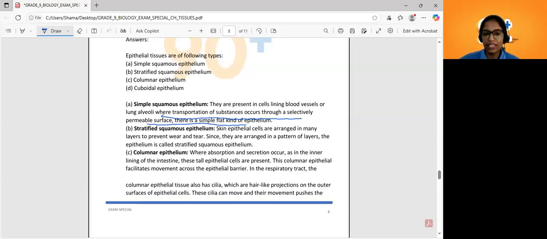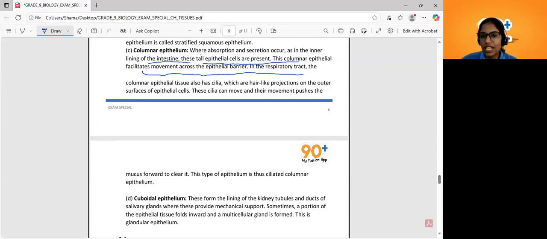In case of columnar epithelium, where absorption and secretion occur as in the inner lining of the intestine, these tall epithelial cells are present, and this columnar epithelium facilitates movement across the epithelial barrier in the respiratory tract. The columnar epithelium has cilia, which are hair-like projections on the outer surface of epithelial tissue, and these cilia can move, and their movement pushes the mucus forward in order to clear it, and this type of epithelium we call ciliated columnar epithelium.